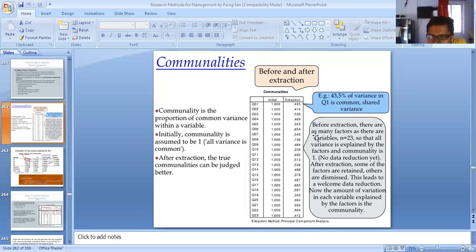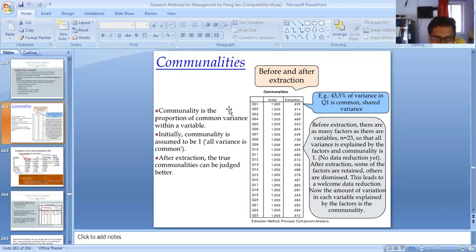Before extraction, there are as many factors as there are variables, N equals 23, so all variance is explained by the factors and communality will be 1 because there is no data reduction at that time. After extraction, some of the factors are retained and others are dismissed, for example those with loadings of 0.3. This leads to a welcome data reduction. Now the amount of variation in each variable explained by the factors is the communality.